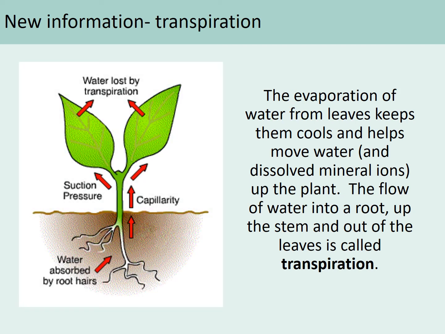Okay, so here's a picture just to put it into context. You can see that at the bottom you've got the water moving in through the root hair cells into the root. It's then going up the stem and then is lost through the leaves by evaporation. And that is transpiration in a nutshell.